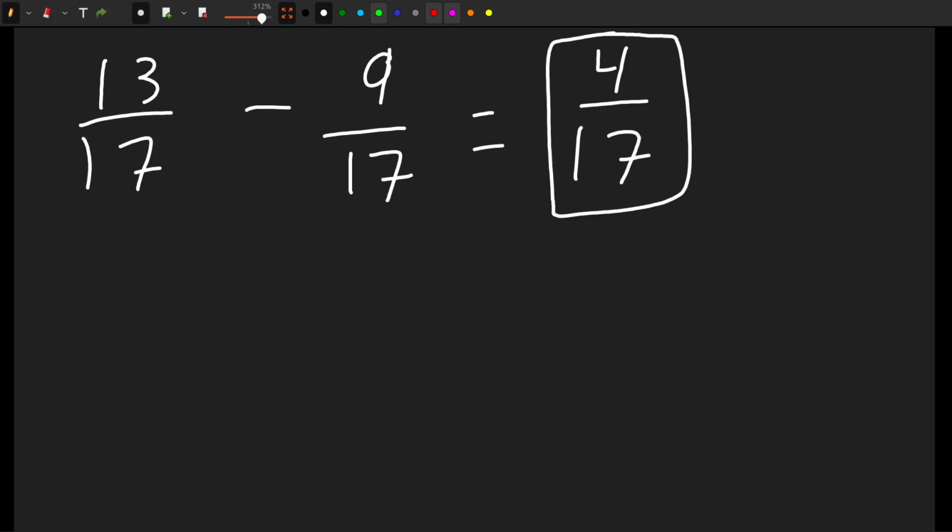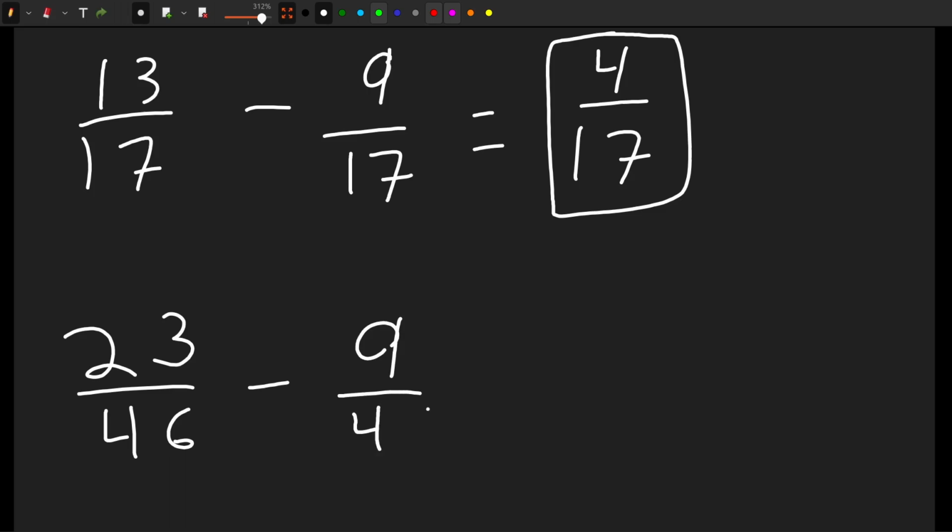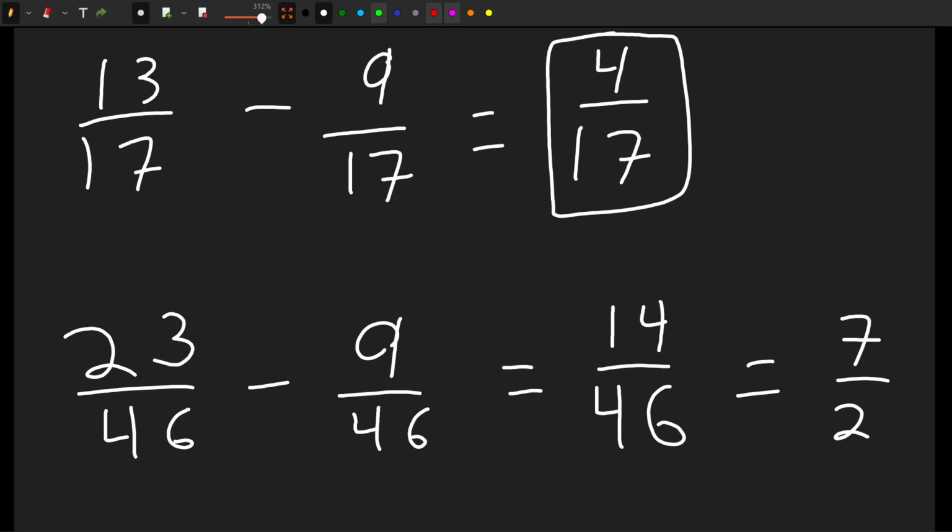Okay. Next problem we have is 23 over 46 minus 9 over 46. Since they both have 46 in the denominator, 23 minus 9, that is 14 over 46. Now, I know that both of these numbers are even, which means they have a factor of 2. And then after that, we're going to be left with a 7 and a 23. And those are both prime. And so your answer is 7 over 23.